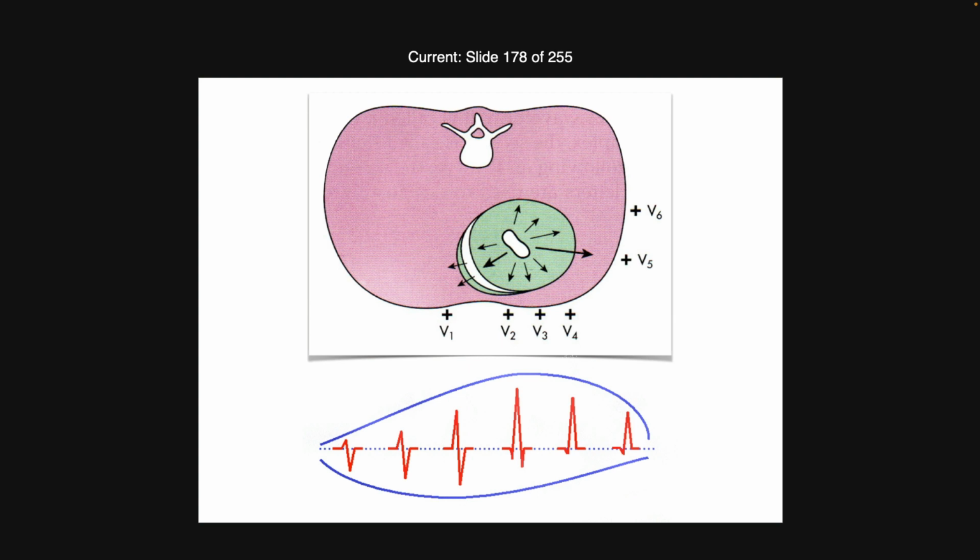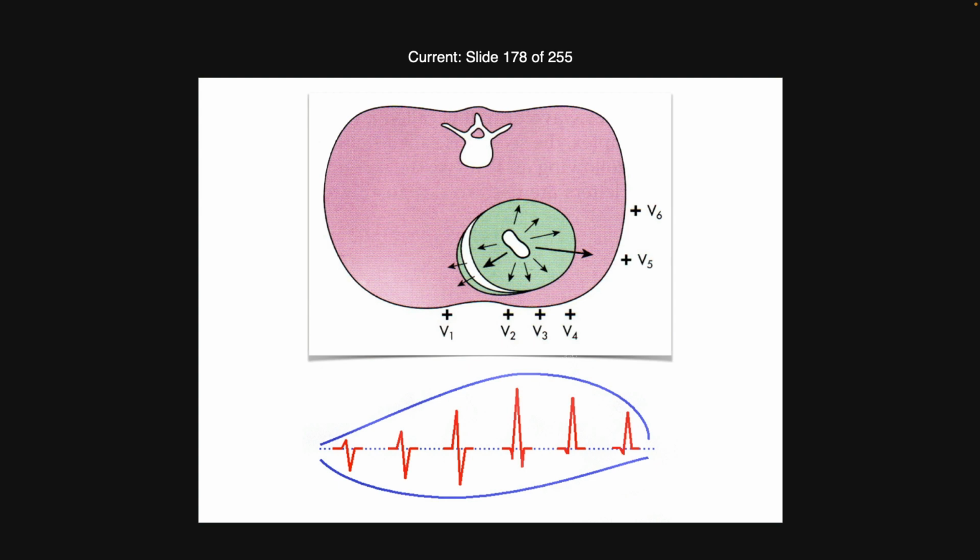Okay. Here are the V leads. There is something called good R wave progression. Okay? Something called poor R wave progression, which is abbreviated PRWP. Okay, this is good R wave progression.